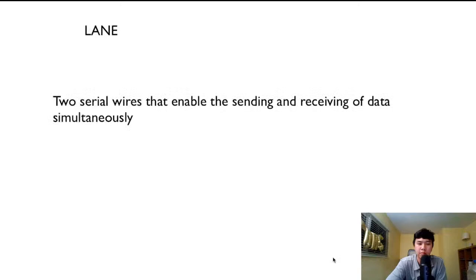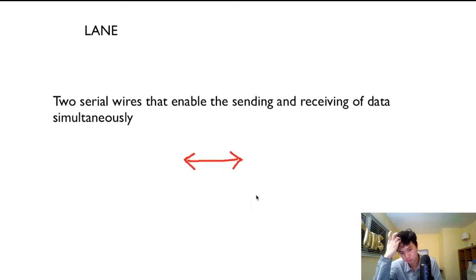All right. The last vocabulary word I want to talk about is lane. A lane is 2 serial wires that enable the sending and receiving of data simultaneously. So this means that now, instead of just sending over data and then having it sent back over the same cord, I can actually send data and receive data at the same time. So you can see how this is going to allow for a different type of communication.